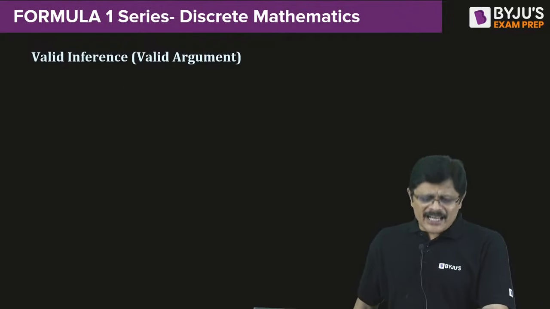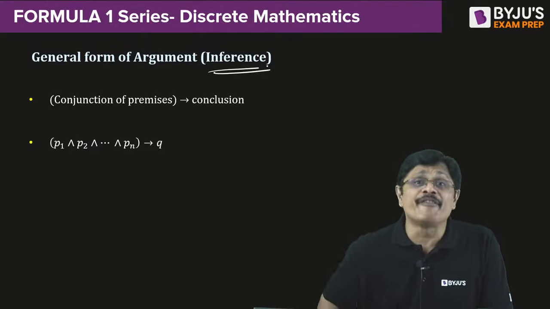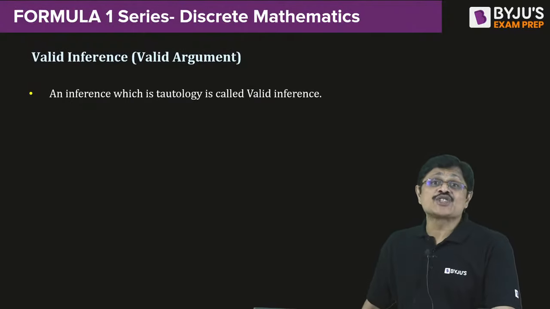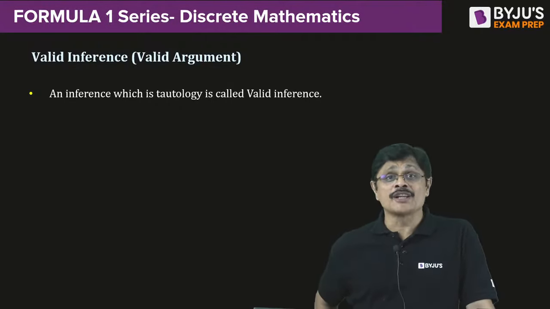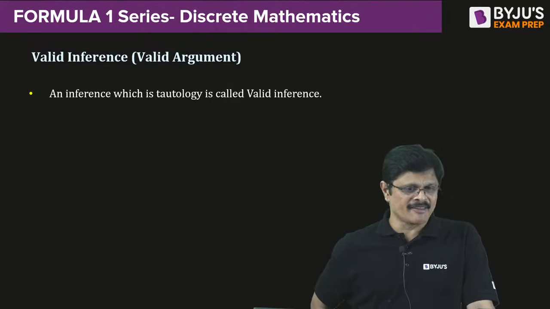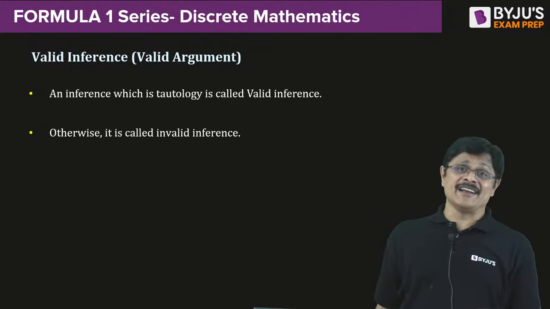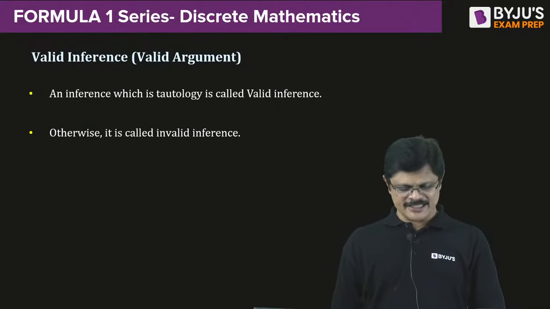The general form of an argument is also called an inference. And an inference which is a tautology is called a valid inference. If it is a tautology, then you call it a valid inference, my dear friends. Otherwise it is called an invalid inference. Am I clear?